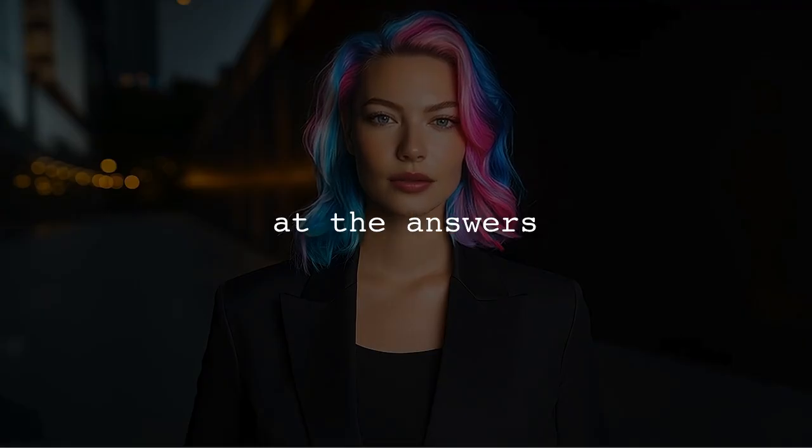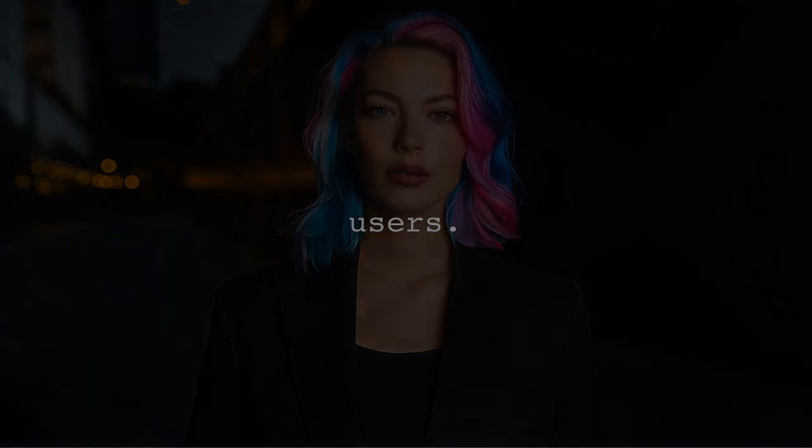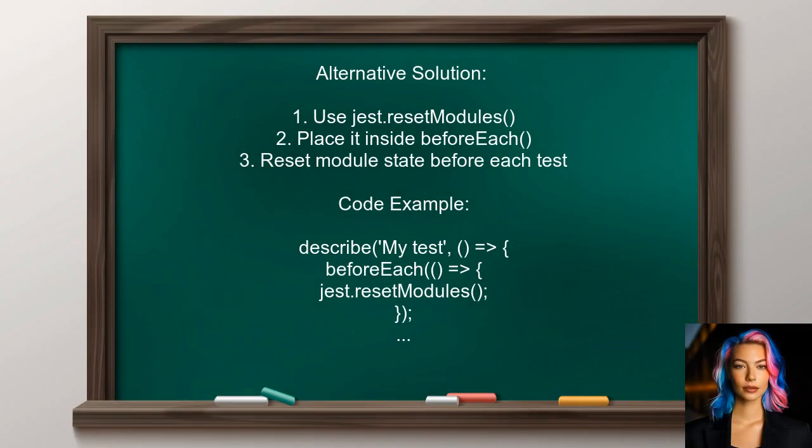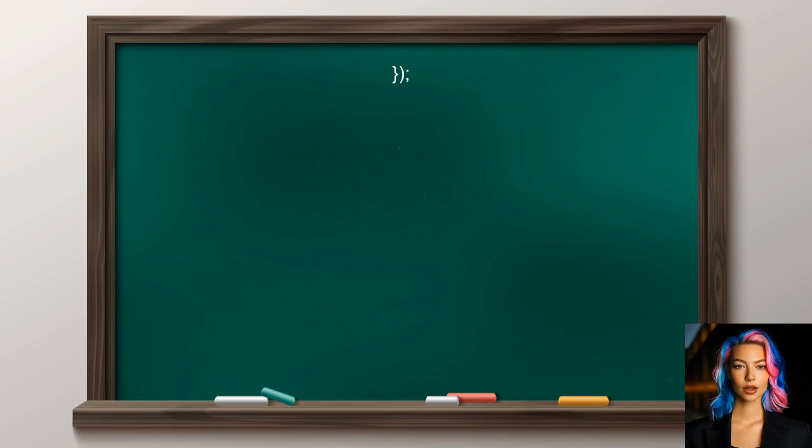Now, let's look at the answers provided by other users. An alternative solution provided by another user is to use jest.resetModules within a beforeEach call in your describe block. This allows you to reset the module state before each test, enabling you to change the output of your manual mock for different tests.